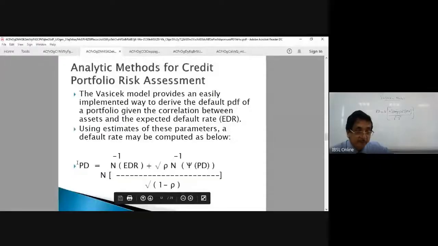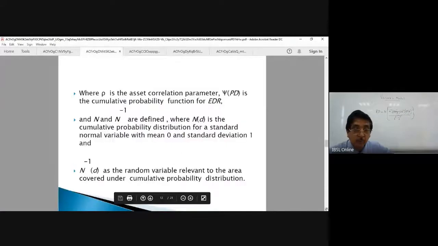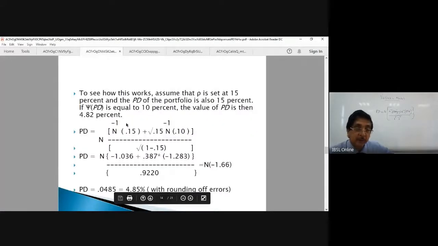This same formula is on the board. Now, rho is set at 15%. So the value of rho is 15%. And the PD of the portfolio is also 15%. PD means EDR here. And psi PD is equal to 10%.